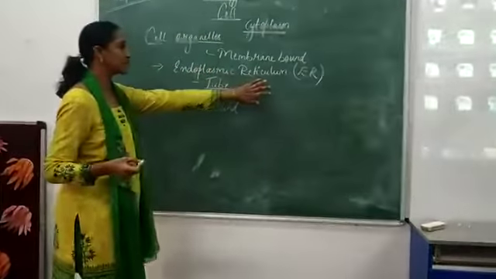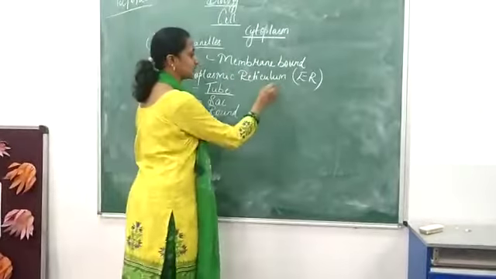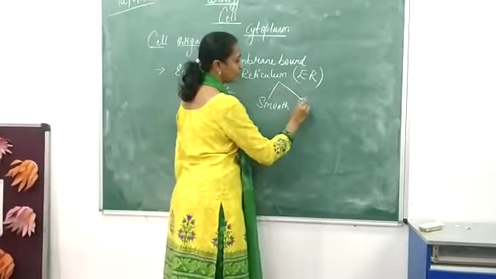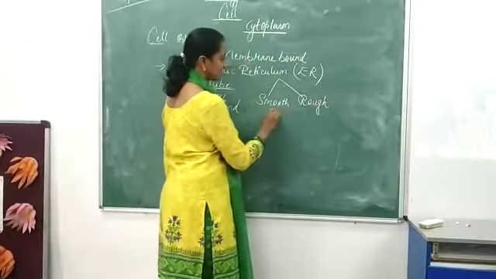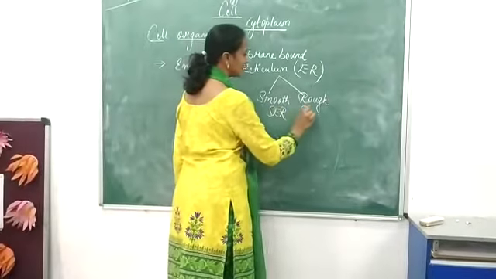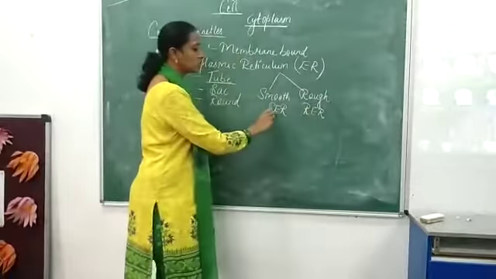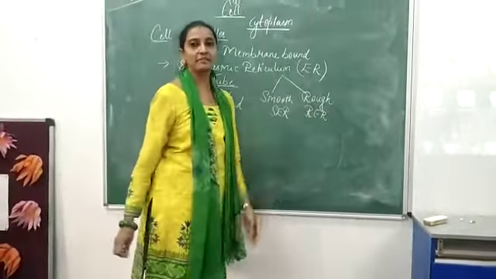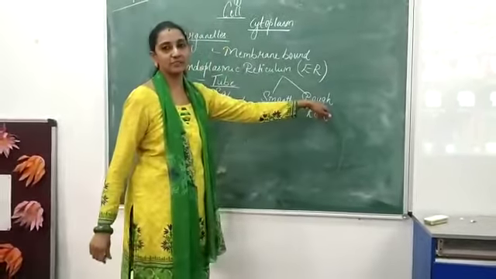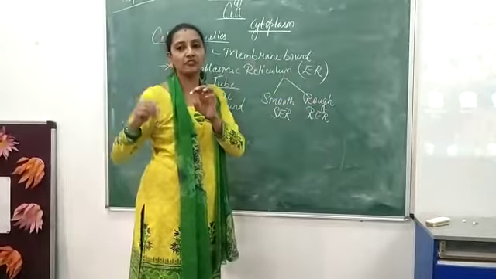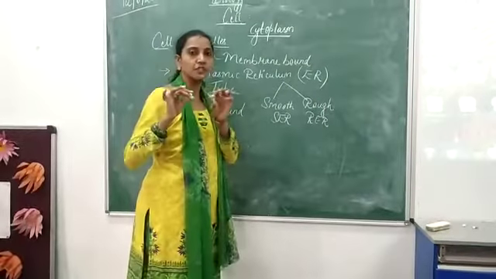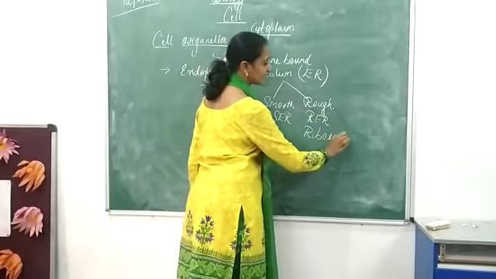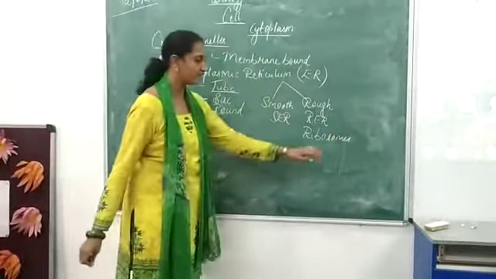Coming to the endoplasmic reticulum, we have two types: the smooth endoplasmic reticulum, SER, and the rough endoplasmic reticulum, RER. What is the main difference here? In the rough endoplasmic reticulum, the walls of the tubes contain ribosomes. So what are ribosomes? These are the sites of protein synthesis that we'll study later.